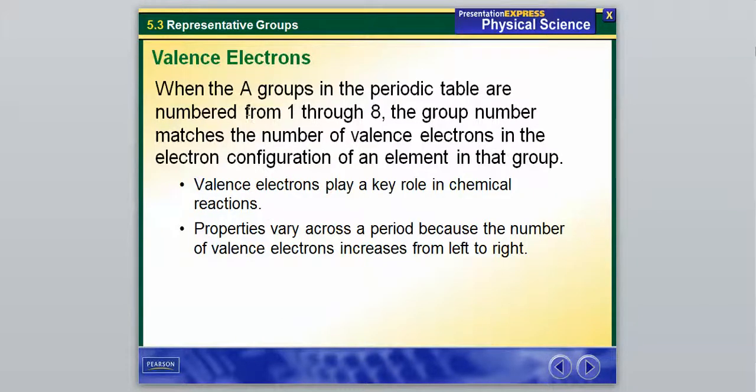So when the A groups in the periodic table are numbered from 1 through 8, the group number matches the number of valence electrons in the electron configuration of an element in that group. So what this means is, I know it's a mouthful, group 1 has 1 valence electron. Group 2 has 2 valence electrons. Group 3, 3 valence electrons, and so on and so on.